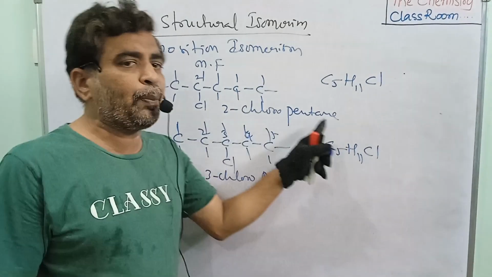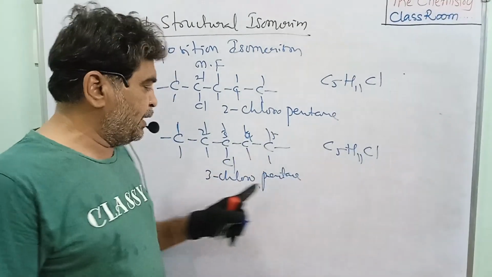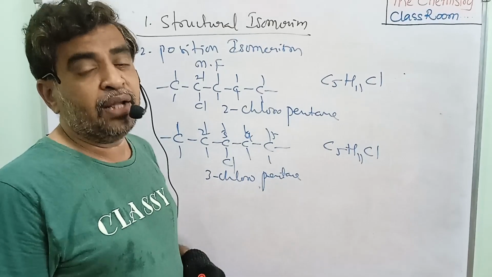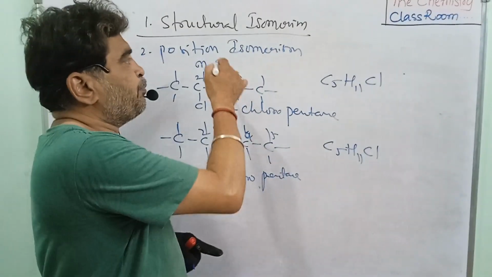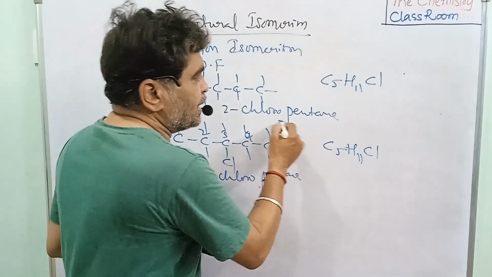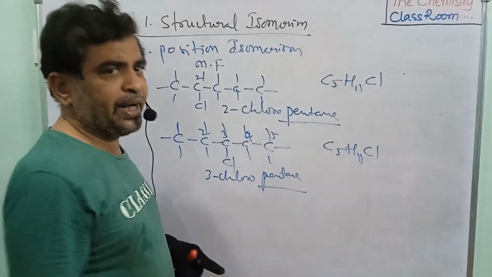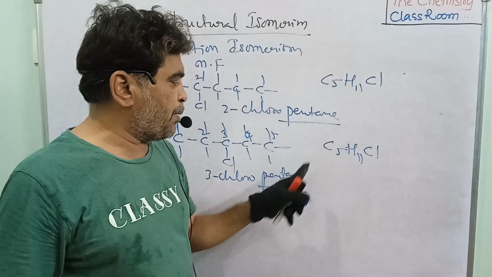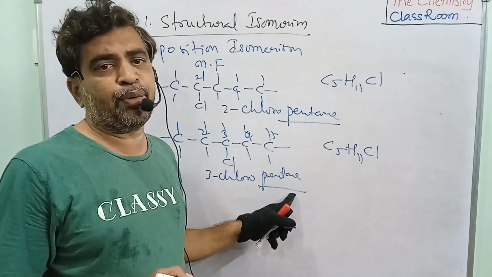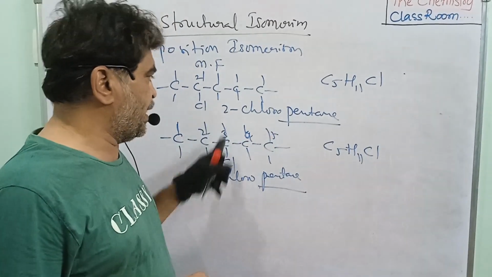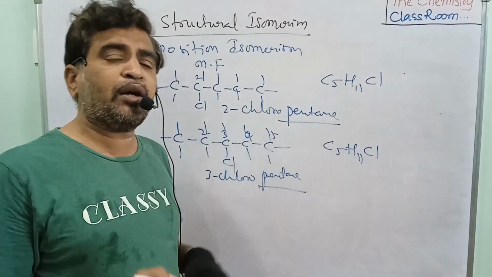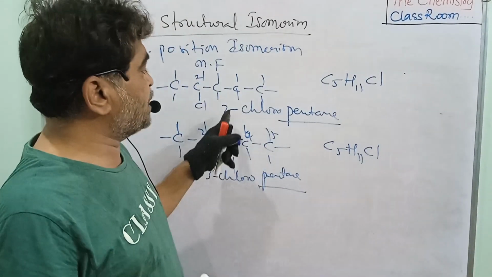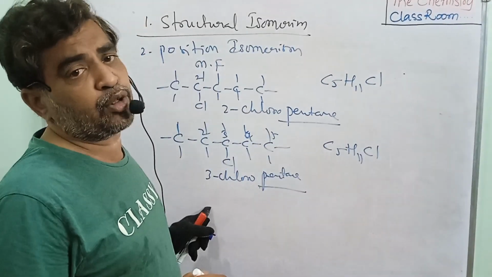So it is 2-chloropentane, and this one is 3-chloropentane. They differ in the position. Now you see, generally in position isomerism you will get the same parent chain. Here it is the pentane compound, and it is also the pentane compound. But they differ in the position only. It is the second position, and it is the third position. In the two compounds, they are chloropentane only, but this is 2-chloropentane and this is 3-chloropentane.